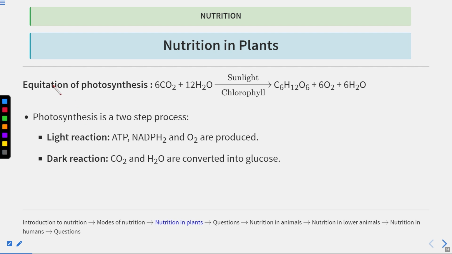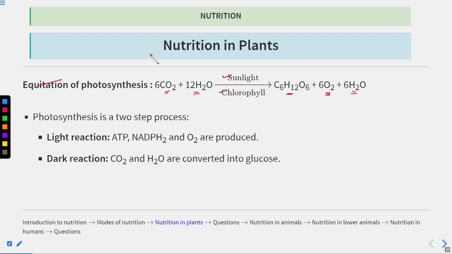Now let's talk about the equation of photosynthesis. So this is the equation for photosynthesis. Six molecules of carbon dioxide combine with 12 molecules of water, and in the presence of sunlight and chlorophyll, what happens? A glucose molecule is synthesized, C6H12O6, and along with it, 6 molecules of oxygen are produced as a byproduct, and 6 molecules of water are also produced. So this is the equation for photosynthesis.